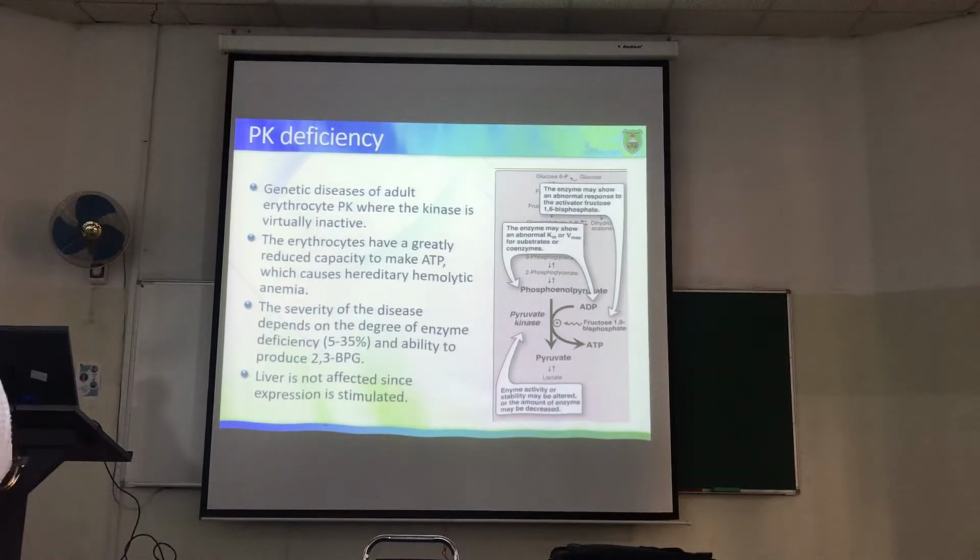Or you can have the stability that is altered. The enzyme gets degraded really fast. It's not as stable as normal. Now, the severity of the disease depends on how affected the enzyme is. Okay? Now, normally in our normal cells, we do not need enzymes to be 100% active. If they are 50% active, it's fine. It's just fine. The person will be normal.